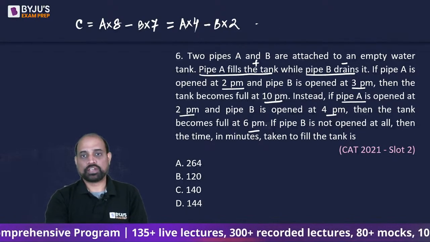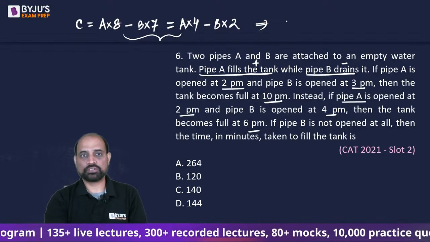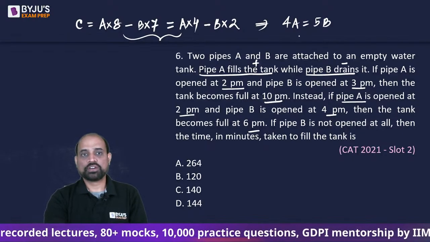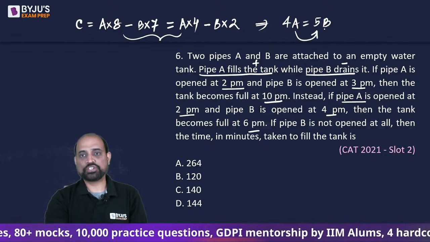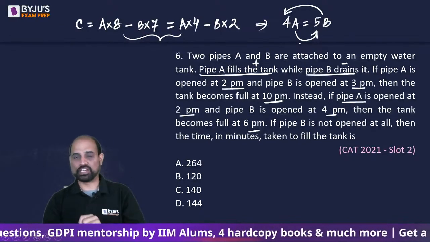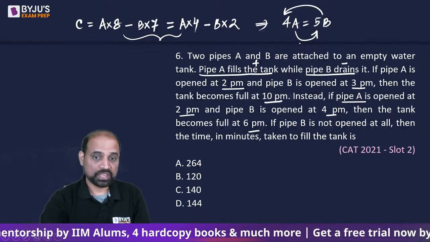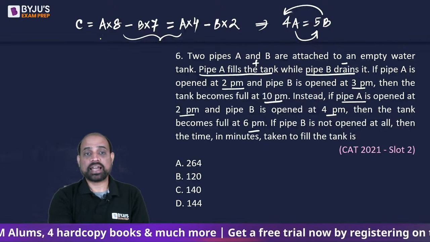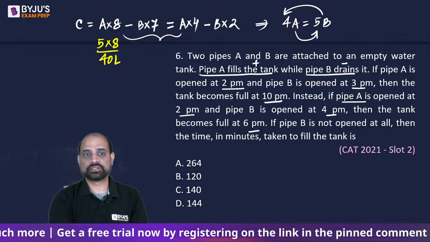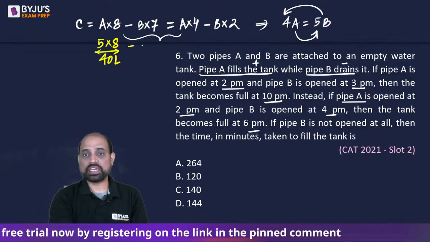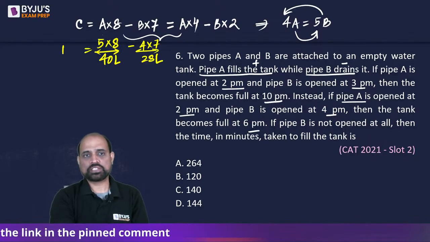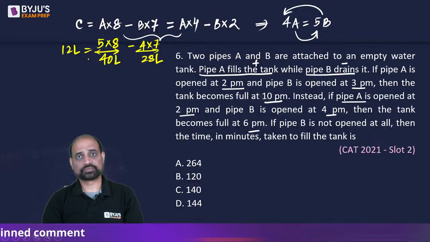So if we look at this particular equation, we can say that 4A is equal to 5B, or we can say that the efficiency of A is 5 and the efficiency of B is 4. In other words, A fills 5 units every hour and B fills 4 units every hour. And if this is true, then A fills 40 liters, right? This part is 40 liters, while B removes 28 liters. That means the capacity of the tank is 12 liters, right?